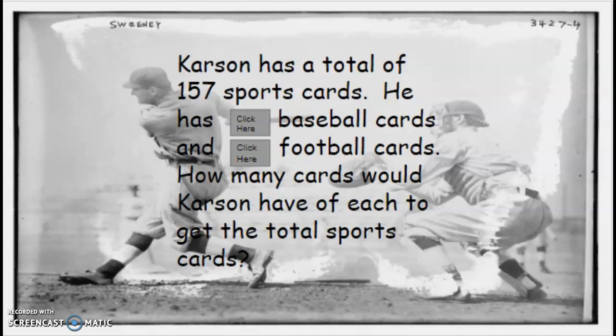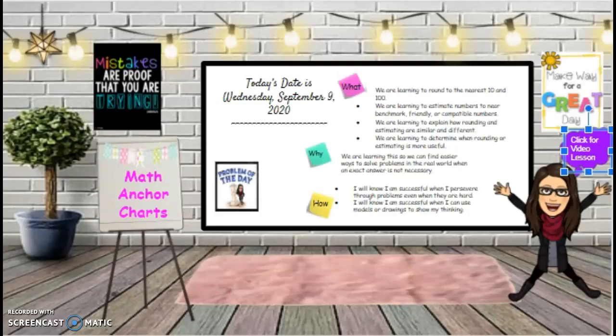So this is one of those problems where you're going to come up with a number to fill in for each one of them. But remember, he's got 157 sports cards. So you've got to decide what should go in these two spaces, and you can click and put your answer. Of course, you're going to have the target slide where you're going to find the video for today. So you're going to just go here and it will pull up the link. There's going to be that math anchor chart to help you. You're going to have your learning targets here for you to review.